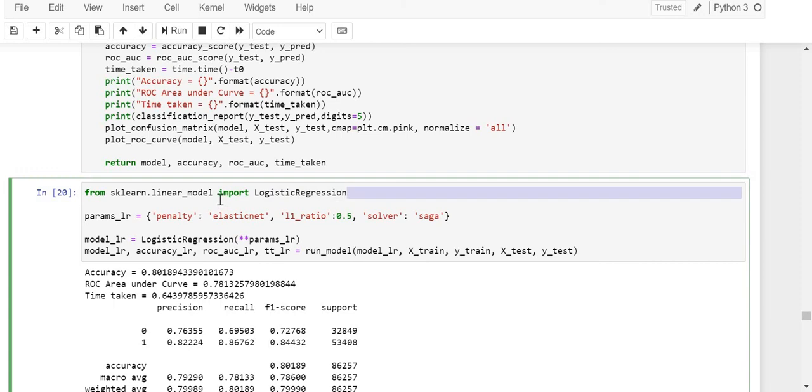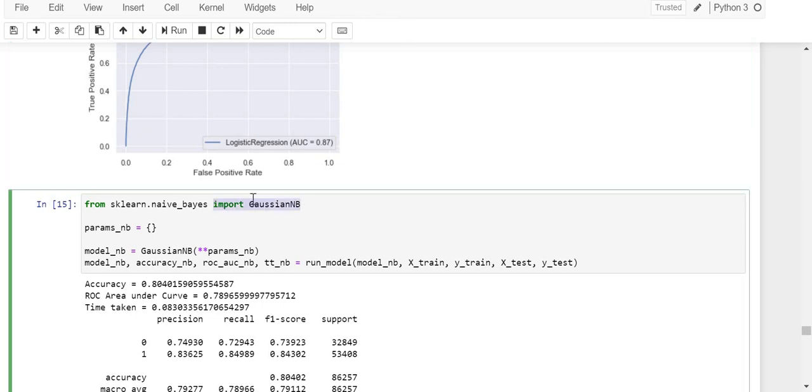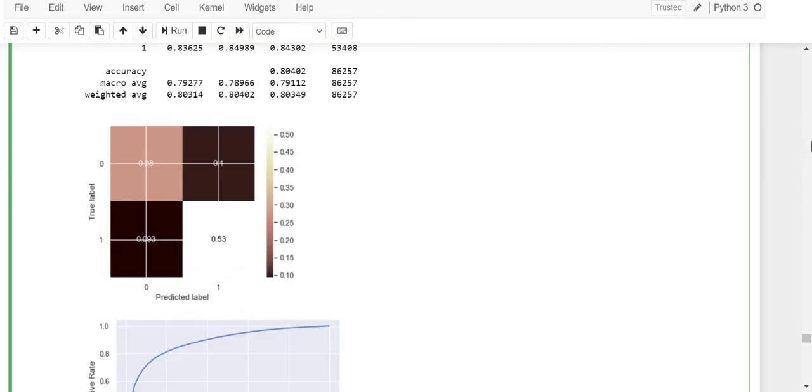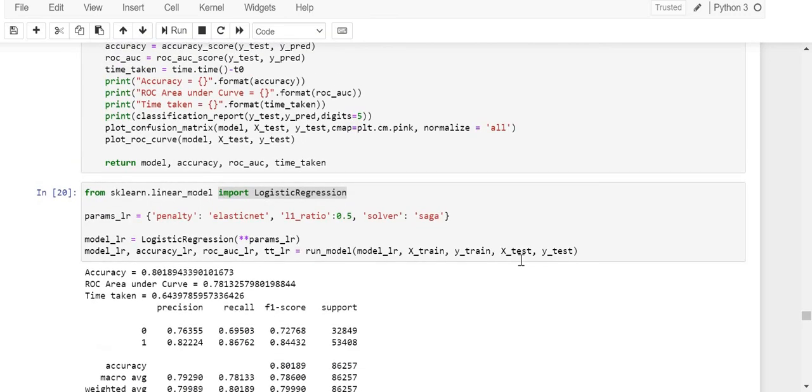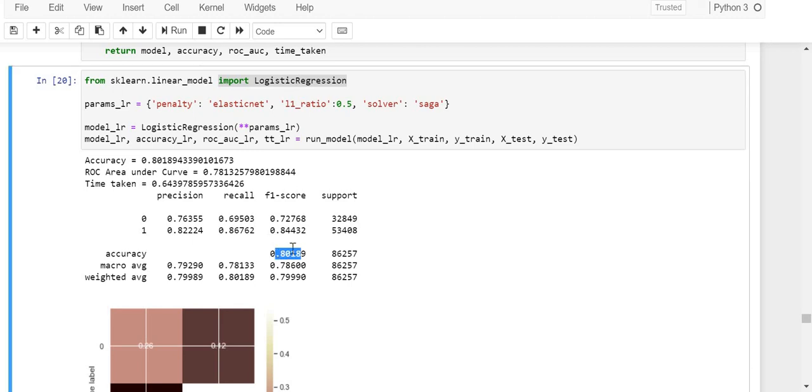To proceed, first we need to import libraries. I have imported logistic regression, Gaussian NB, all these models I am trying to find. I have imported them, and we need to see the accuracy rate for every model and then compare. We can see here for logistic regression the accuracy is 80%. Accuracy is basically the percentage of correct predictions. So logistic regression is 80% accurate.